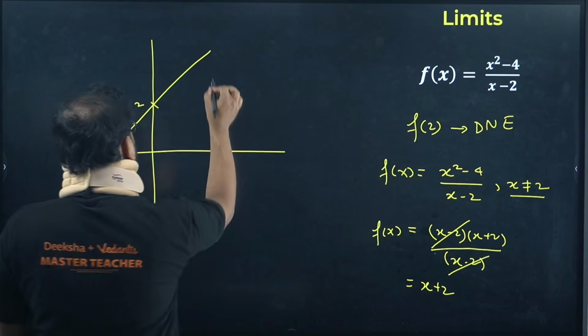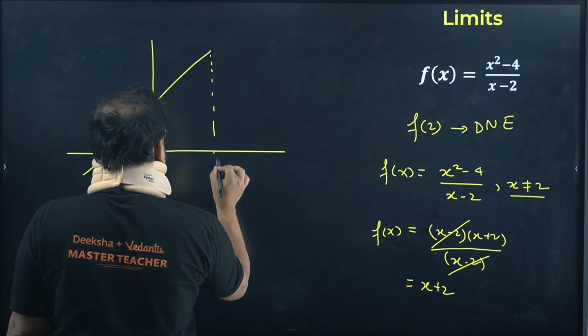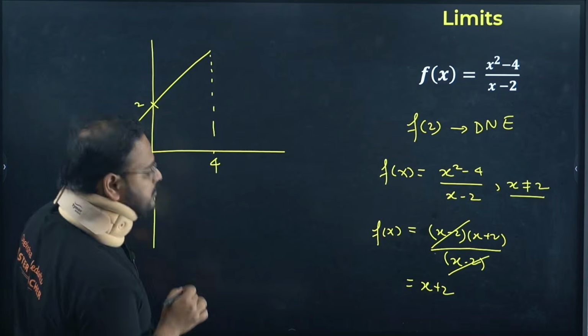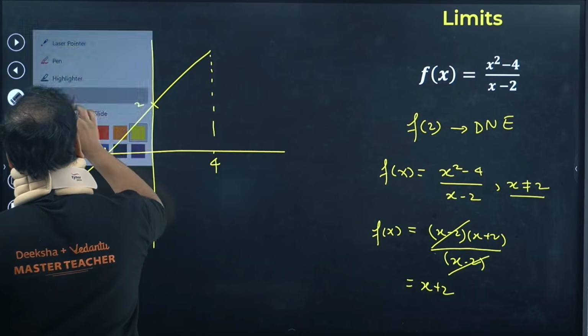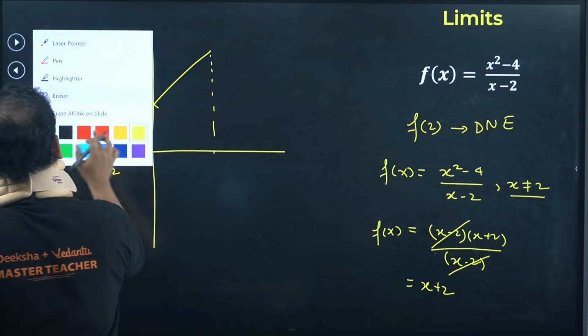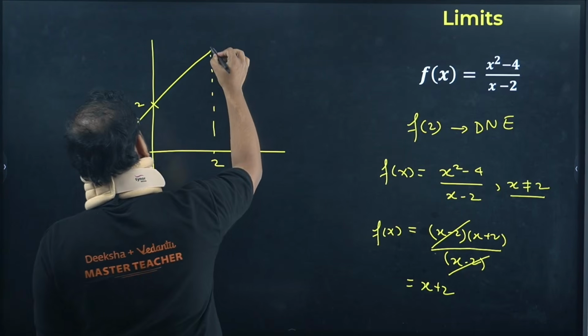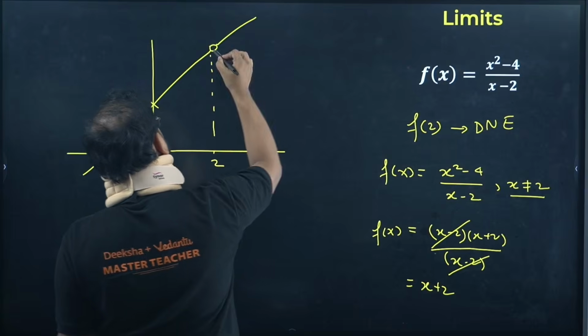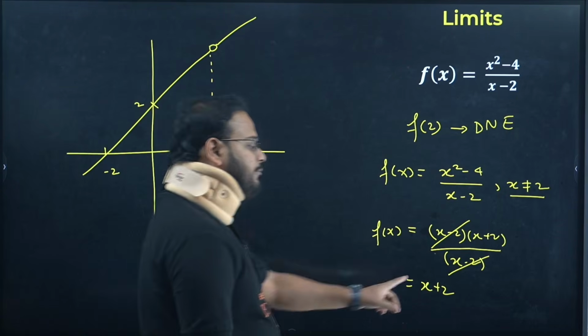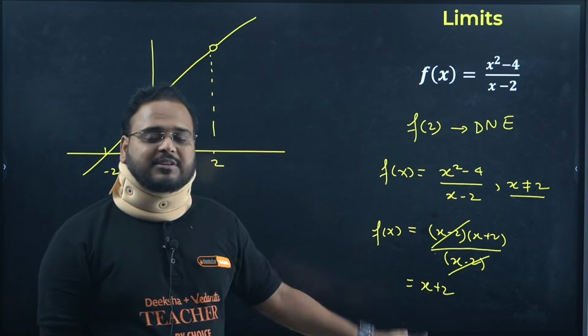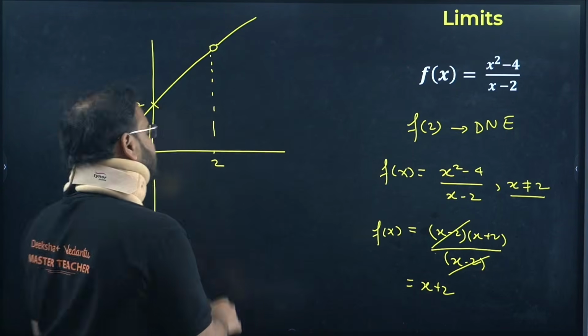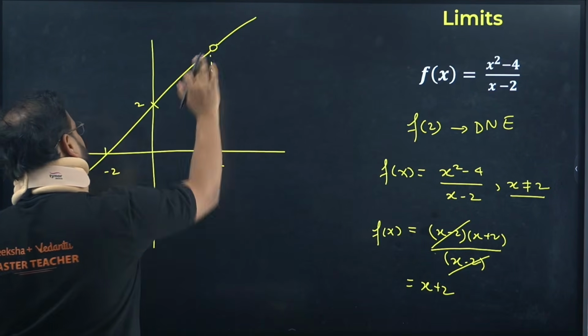If you talk about, let's say this is the x equals 2 point, got it? Then there will be a break in the function. Before this, the function is x plus 2 and after this also the function is x plus 2. Just at the point 2 the function has a break. Now we can define this function.